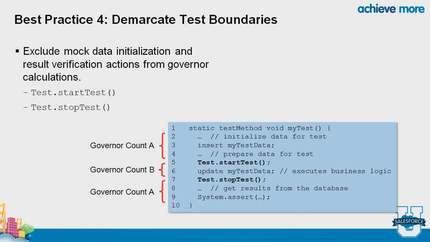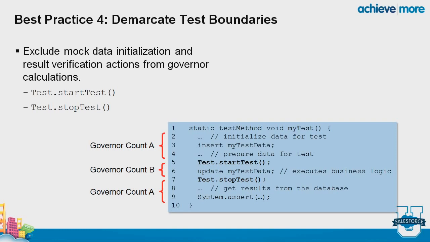Best practice number 4 is to demarcate your code. Remember we were talking about initialize, execute, and validate. The execute should be surrounded between a startTest and stopTest.